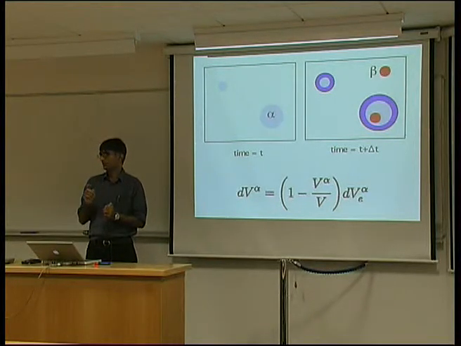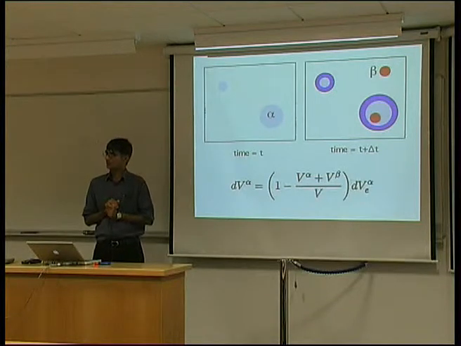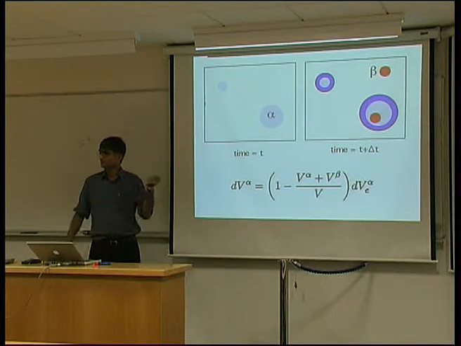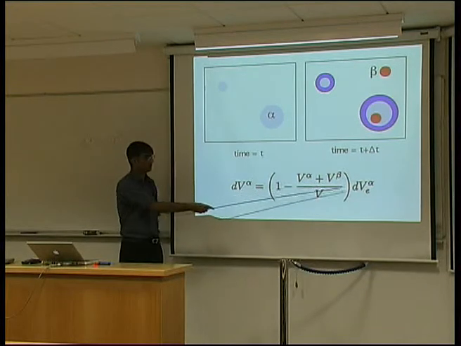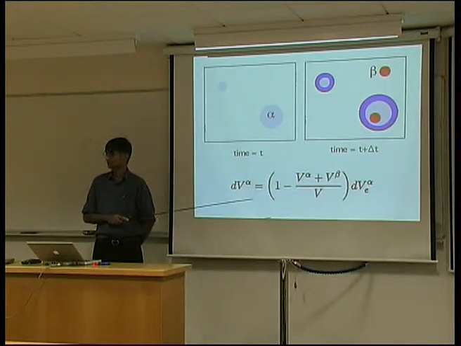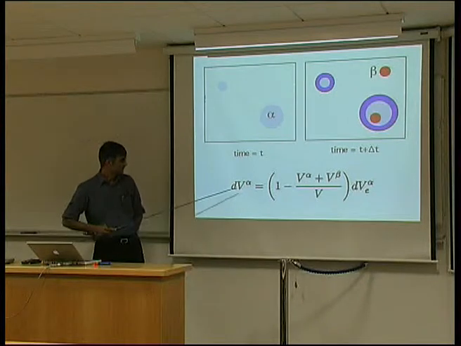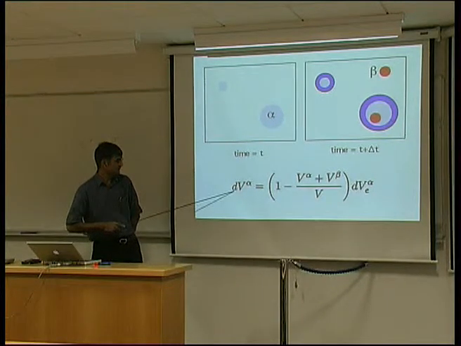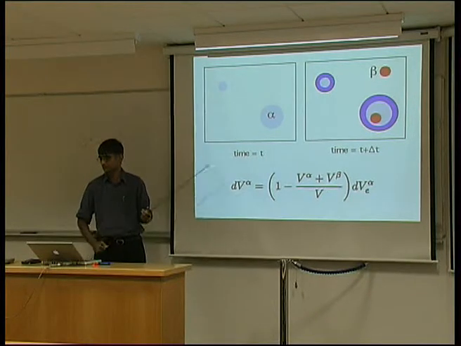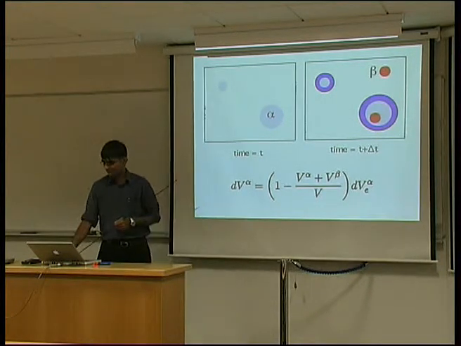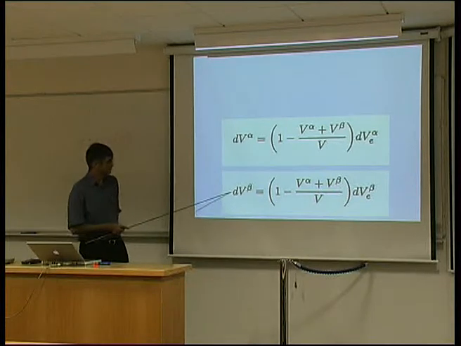That's right. So here is what you do. You need to take account of the fact that you have beta to work out the probability of forming in untransformed regions. But that still doesn't help me because I have only one equation here. I need another equation, as you said, to represent the beta phase. Okay? So this is what we do.